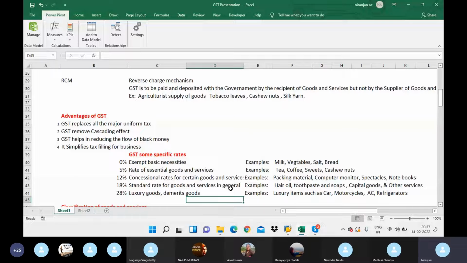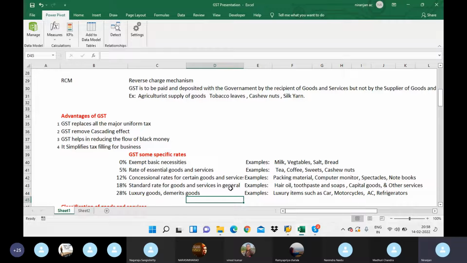And 5% is the rate for essential goods and services. For example, tea, coffee, sweets, cashew nuts. All of that comes under 5%. So if you are going to any hotel, 5% GST will be applicable on your hotel bill, like for example tea, coffee, food items, anything.